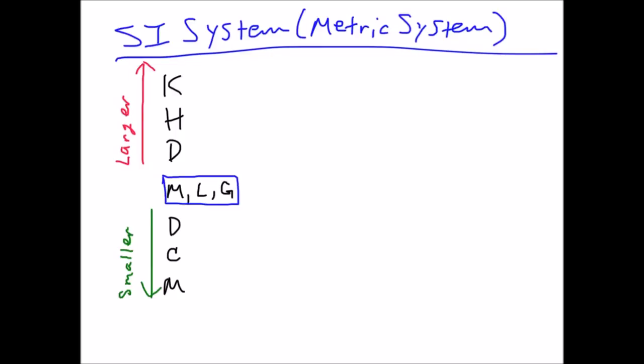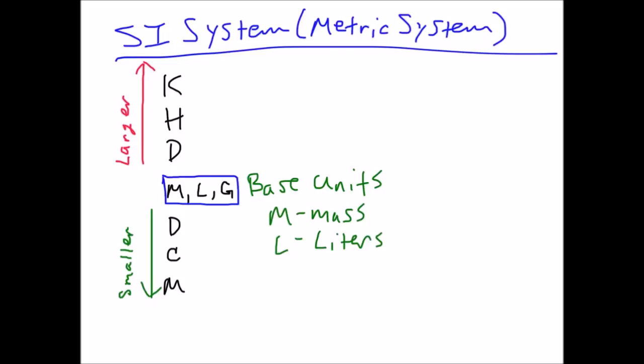Okay, we have to begin with our base units, which I have boxed here in blue. And the M stands for mass. The L stands for liters, and the G stands for grams. The reason these are called base units is because they're the simplest form of the unit itself. The other distinctions are either smaller or larger than the base unit.